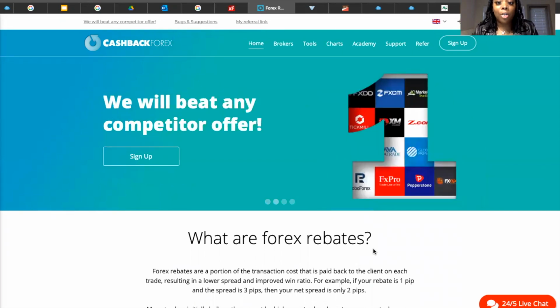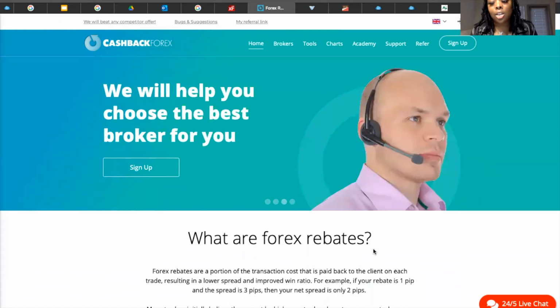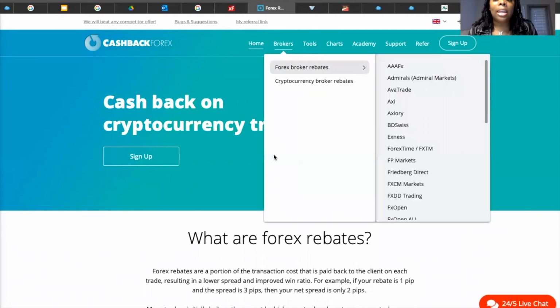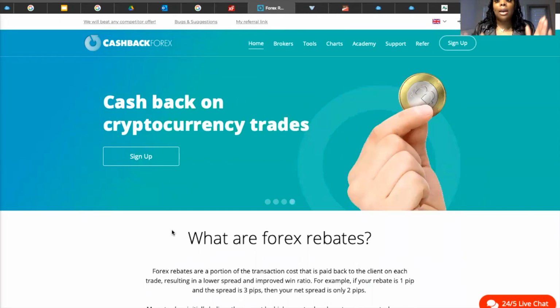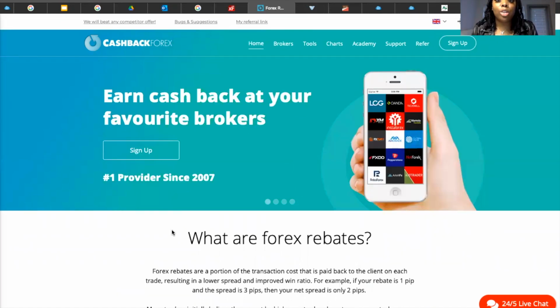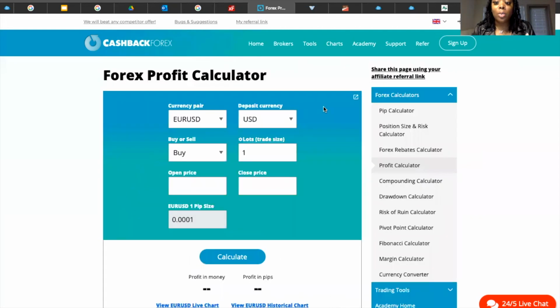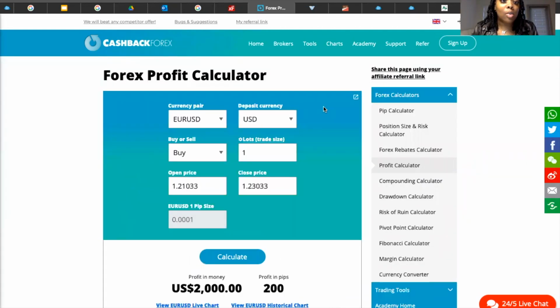You want to make Forex easy for you, and you want to think and be smarter than to actually work harder, okay? So with that being said, you want to basically type in cashbackforex.com and it will pull up to this platform home screen. Okay, so with that being said, what you're going to do is you're going to go to tools. You're actually going to be choosing the profit calculator. As you guys can see, there's so many different calculators that this website gives, and it's for free.